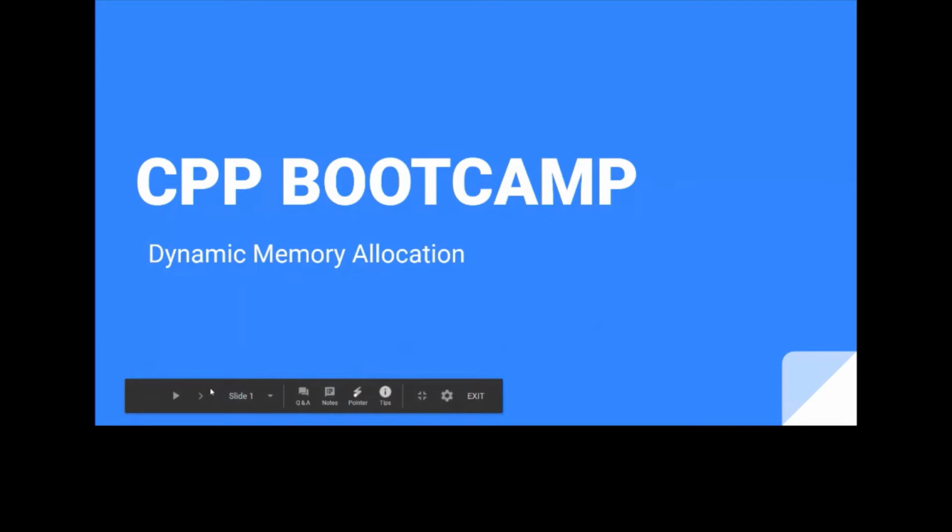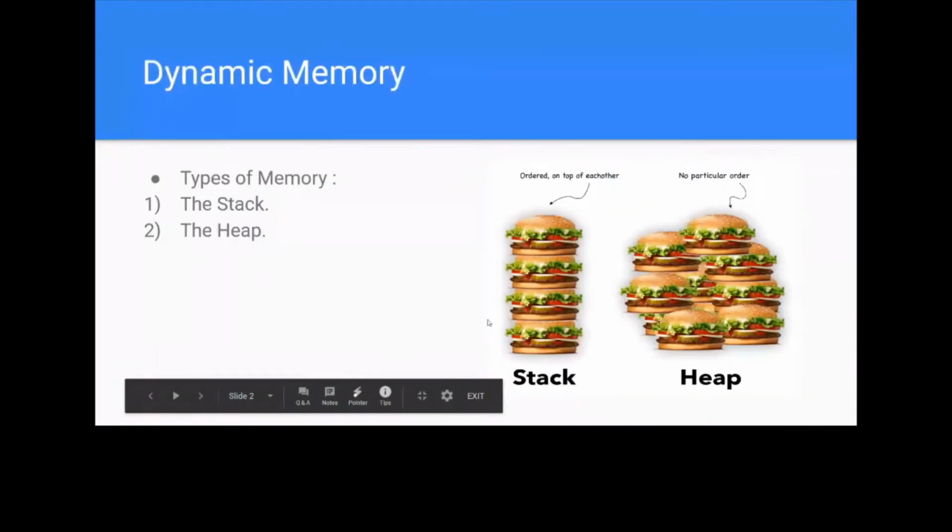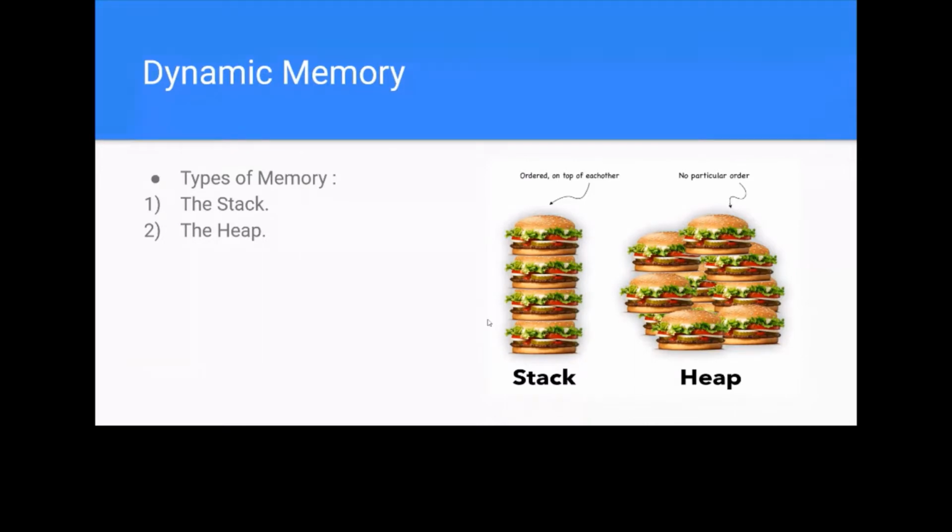So basically, there are two types of memory when we are talking about the memory structure. The first is stack and the second is heap. So now let's discuss the first one, which is stack.